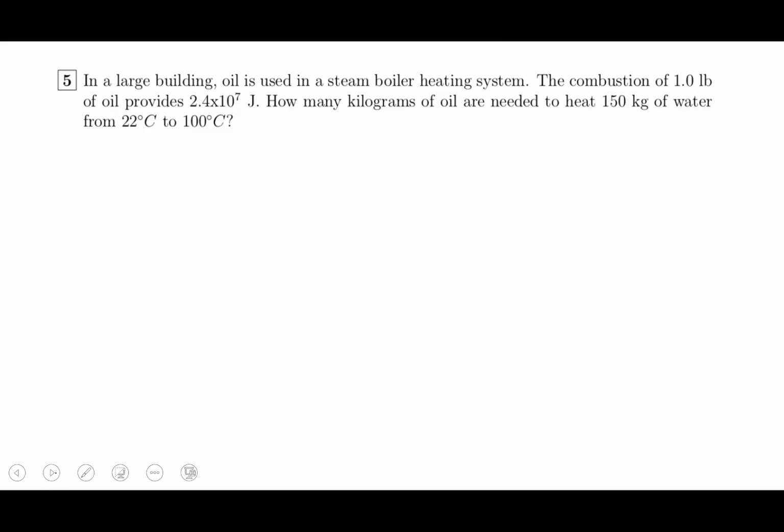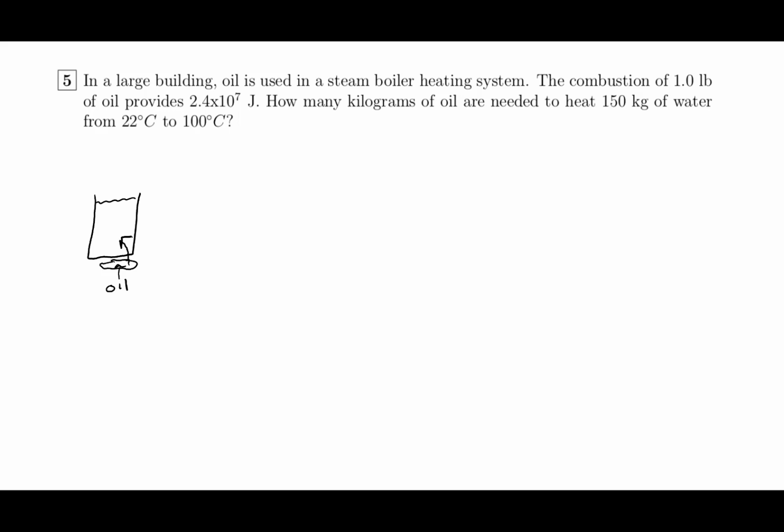All right, let's do the next problem. This one looks really complicated, but it's actually kind of similar to the one we just did. So let's look at what we have. It says in a building, oil is used in a steam boiler heating system. So basically, let's say we have this boiler. It's full of water and we're burning oil. Let's say this is the oil. We're burning it and providing heat to the water to heat up the water.